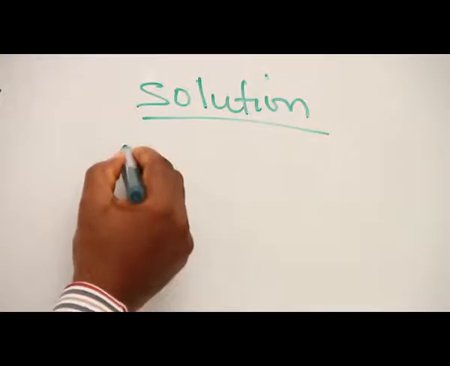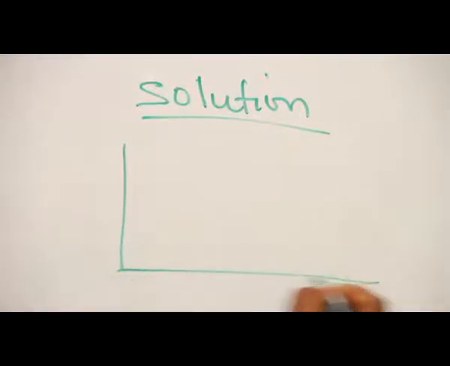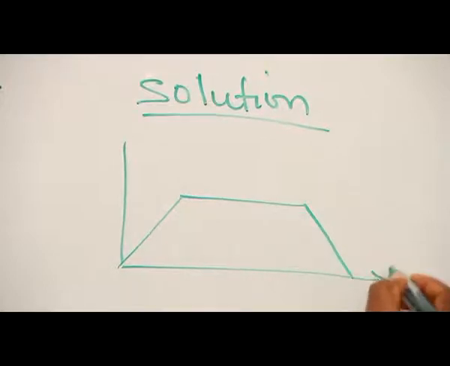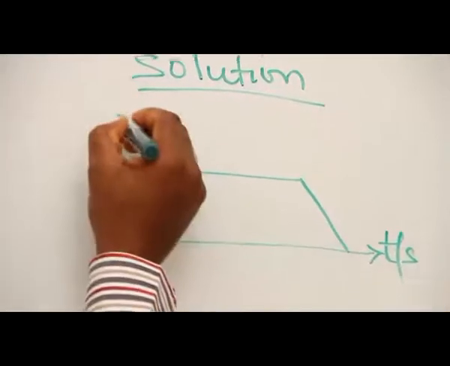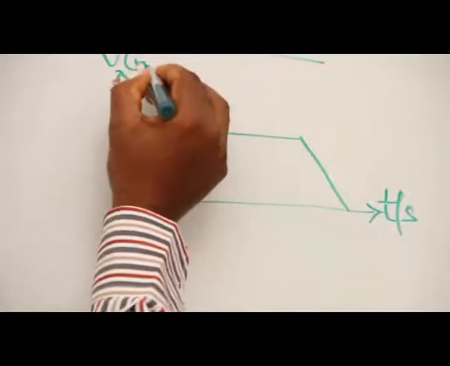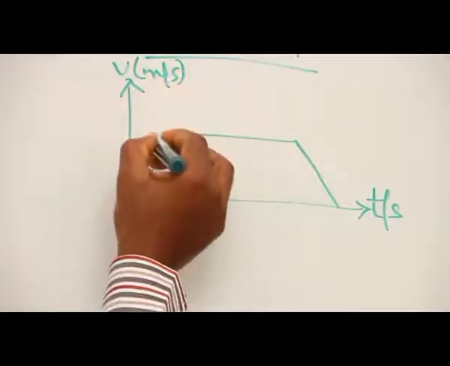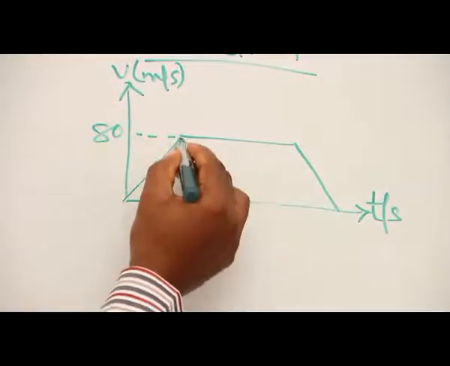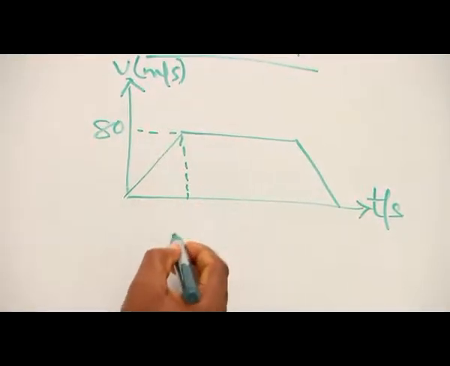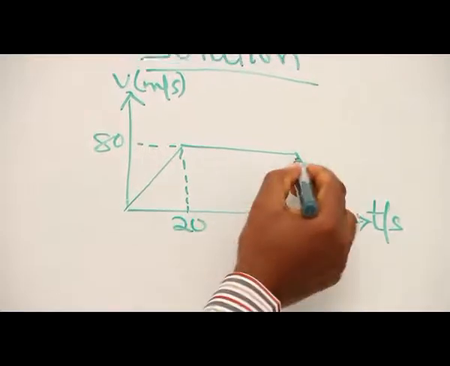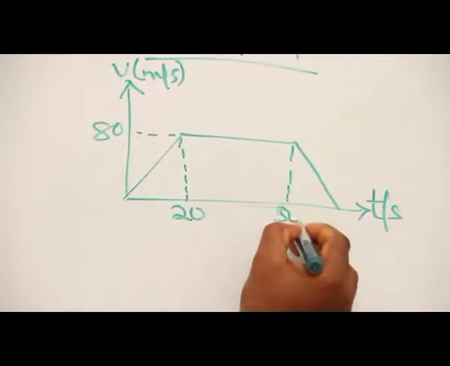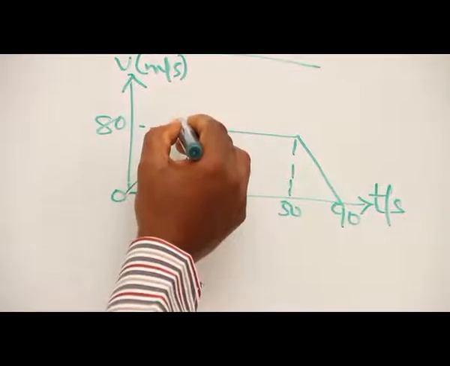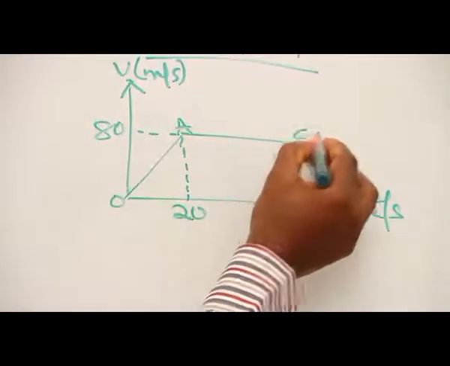The given graph is as follows. Time in seconds, velocity in meters per second, final velocity 80, 20, time here is 50, here is 90. I'll label the graph OACD.